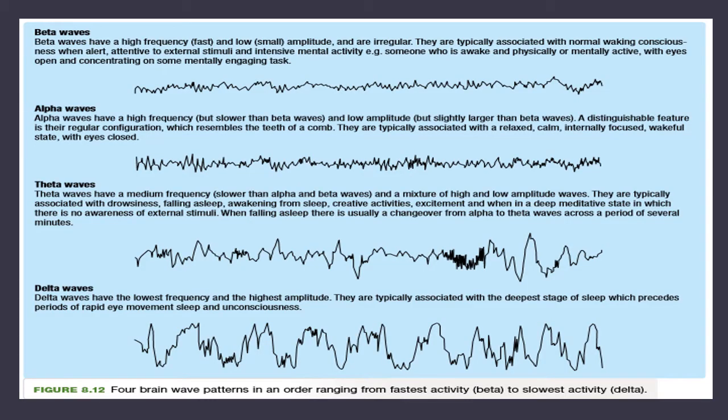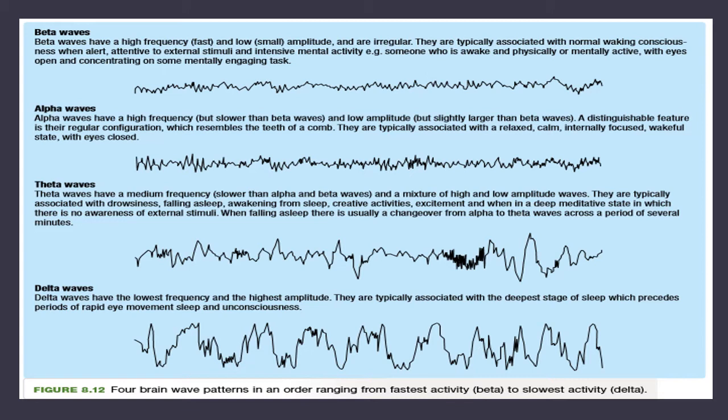So we happen to have a look at the different brain waves here. You can see that the beta are all pretty much close together. They're very small, so they have a low amplitude and high frequency, so they're very close together and very small. Alpha waves are a little bit bigger, but they are still a low amplitude.